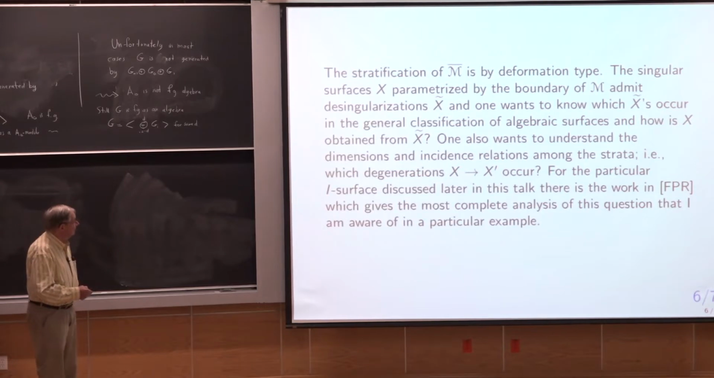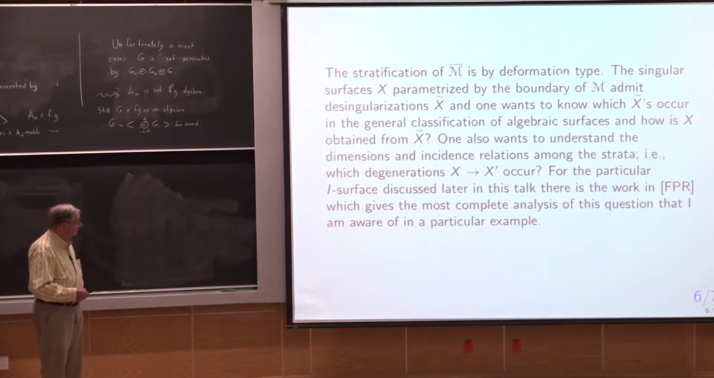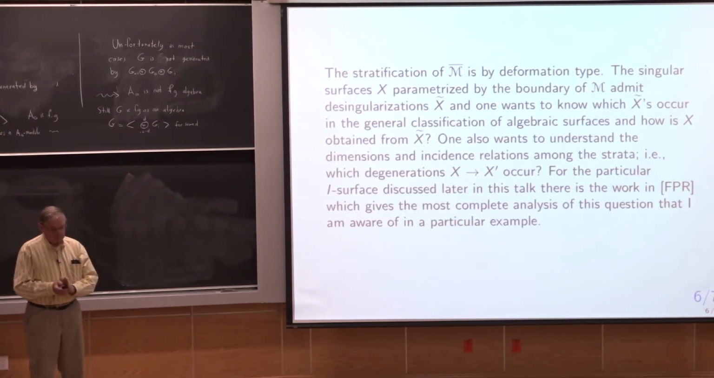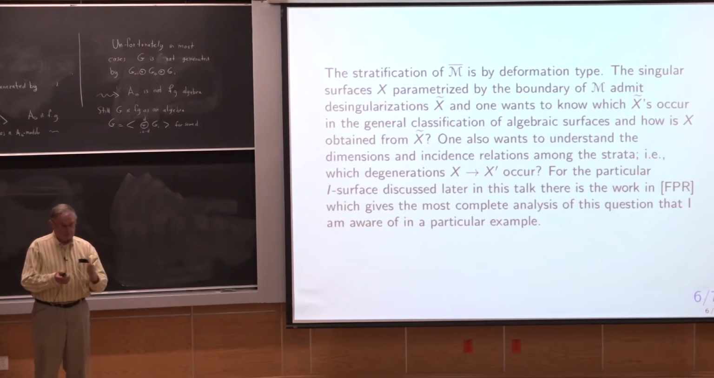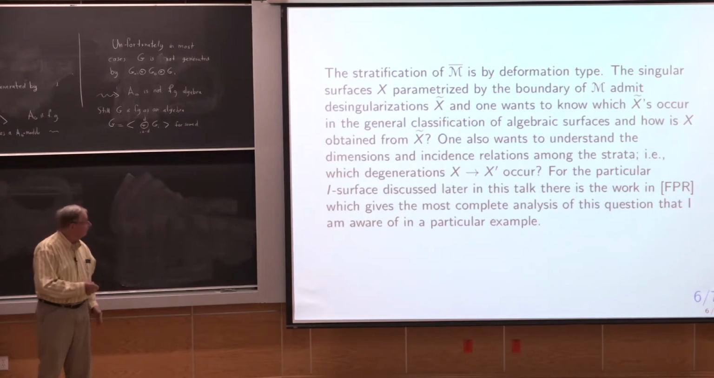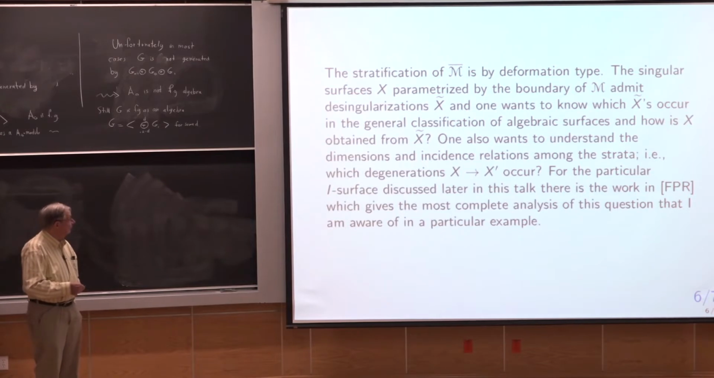The stratification then of the moduli is by deformation type. So deformation can be here either of smooth varieties, which remain smooth, or of singular varieties, which deform in such a way that the singularities remain locally the same, so-called equisingular. That's how one would stratify moduli, including singular varieties.